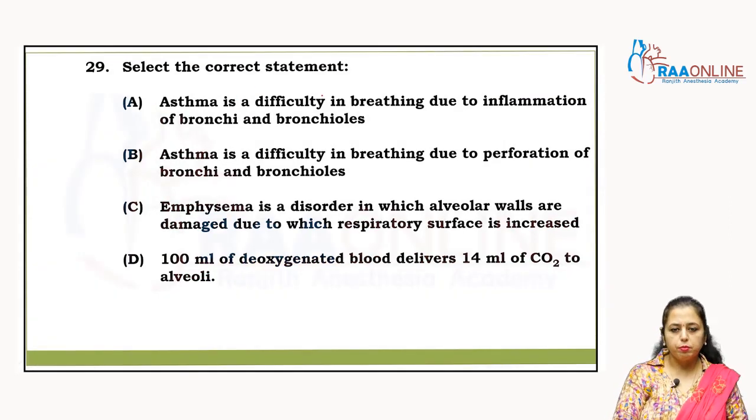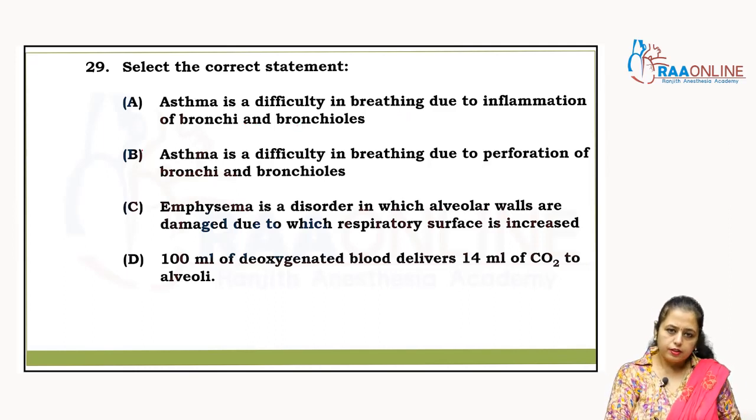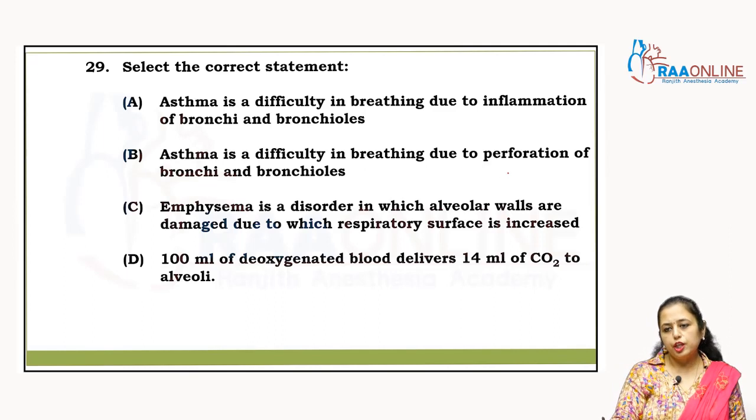Select the correct statement. Asthma is difficulty in breathing due to the inflammation of bronchi and bronchioles, right? Asthma is a difficulty in breathing due to the perforation of bronchi and bronchioles. No. Emphysema is a disorder in which alveolar walls are damaged due to the respiratory surface increase. No, there is a respiratory surface decrease. So this statement is also wrong.